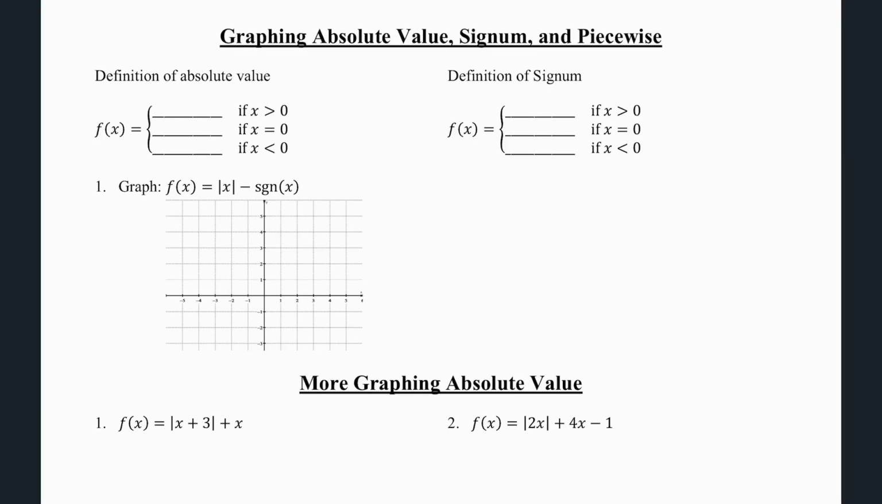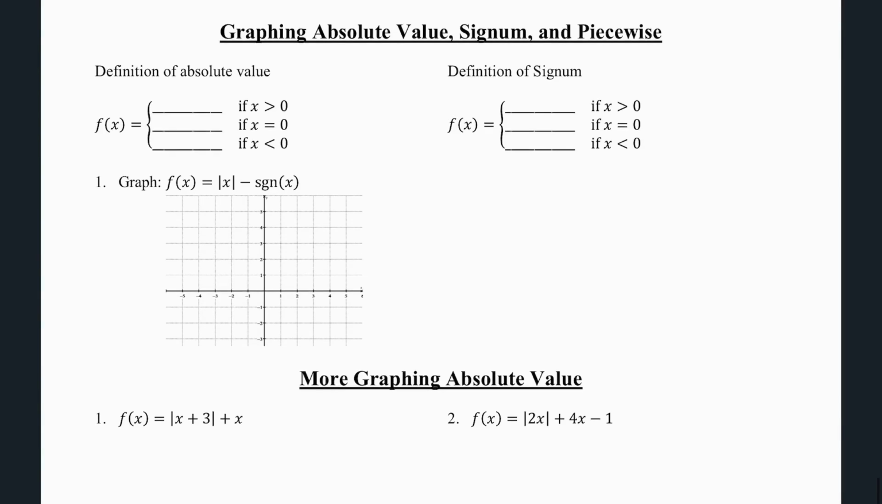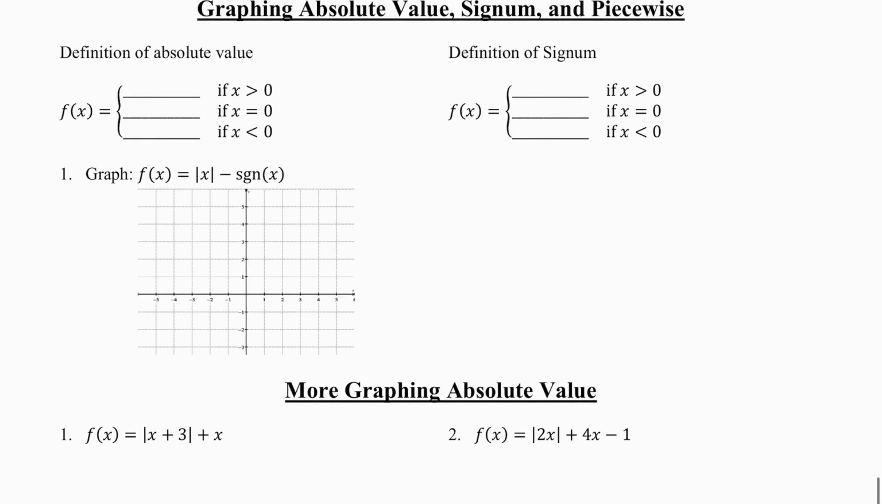All right, so here what we're going to do is learn how to graph absolute value and signum as piecewise functions. So we're going to graph something that looks like this. Now, instead of making a table of values, I'm going to break this up into three pieces. So how do I think of the absolute value graph as a piecewise function?